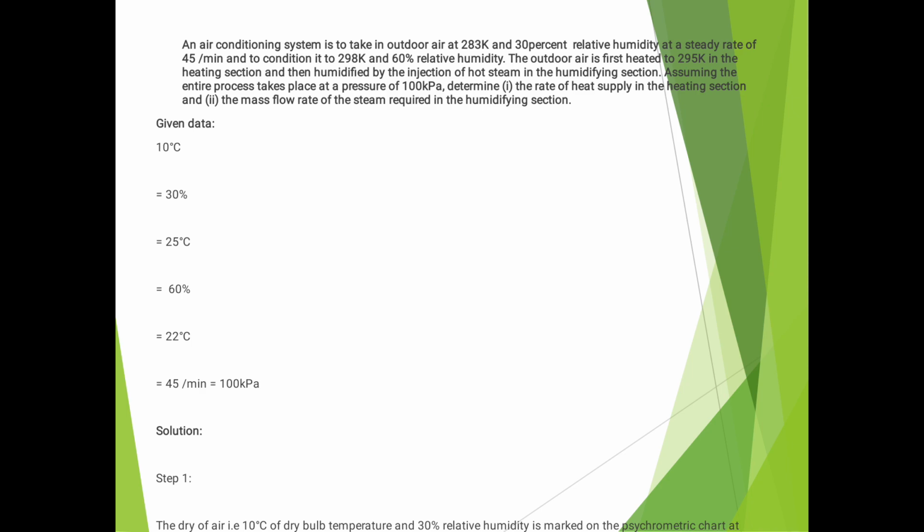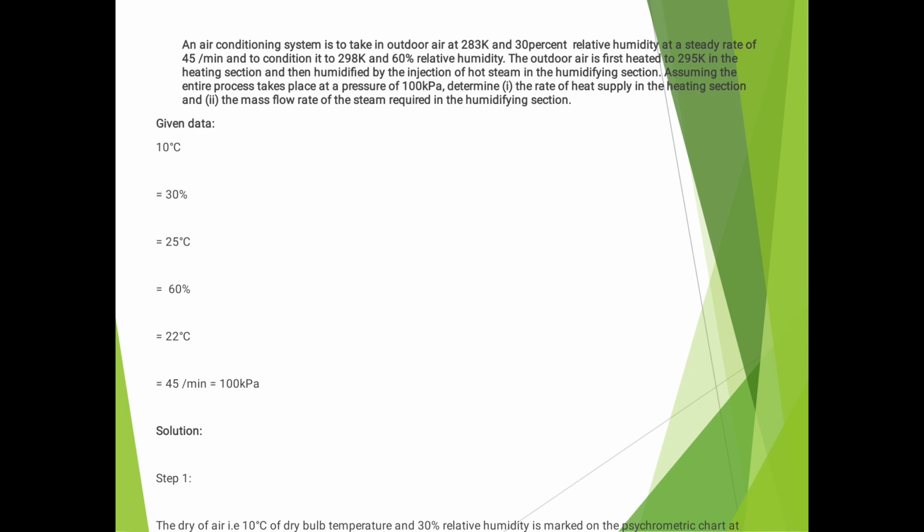Next, an air conditioning system is to take in outdoor air at 283 Kelvin and 30% relative humidity at a steady state rate of 45 per minute, and to condition it to 298 Kelvin and 60% relative humidity. The outdoor air is first heated to 295 Kelvin in the heating section and then humidified by the injection of hot steam in the humidifying section. Assuming that the entire process takes place at a pressure of 100 kilopascal, you have to determine the rate of heat supply in the heating section and the rate of mass flow of the steam required in the humidifying section.